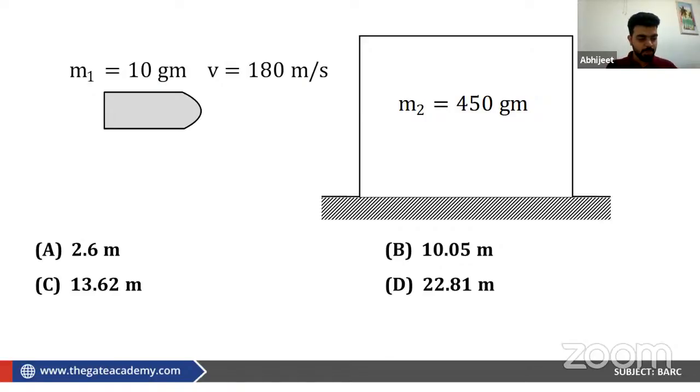I hope you are able to see the screen, right? And am I audible correctly?